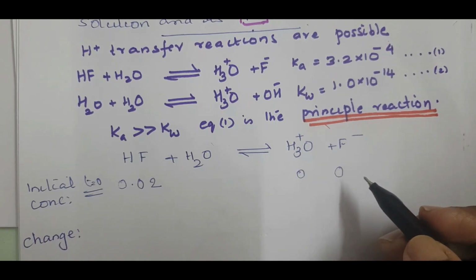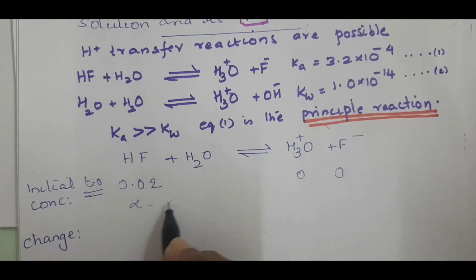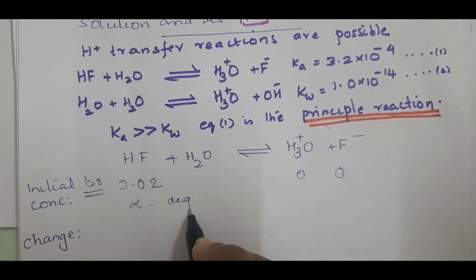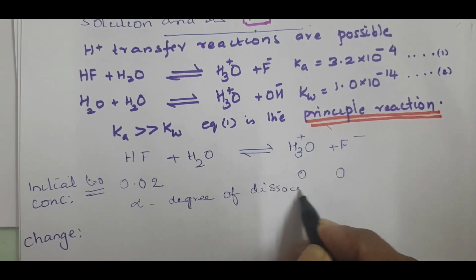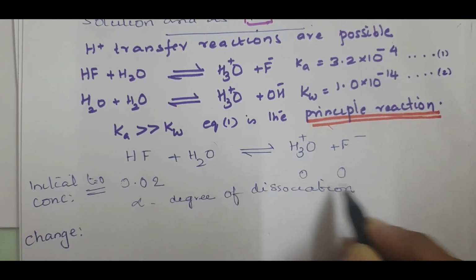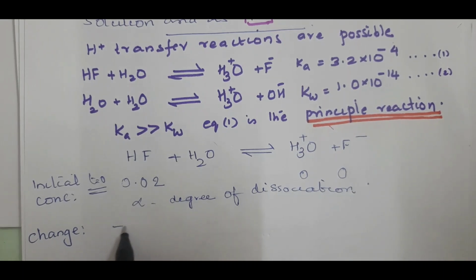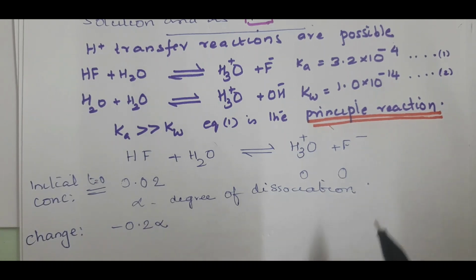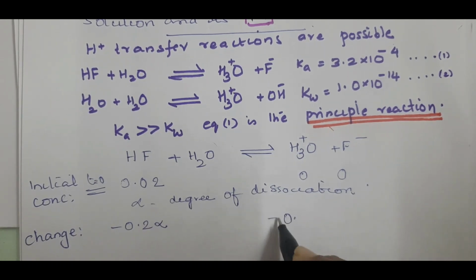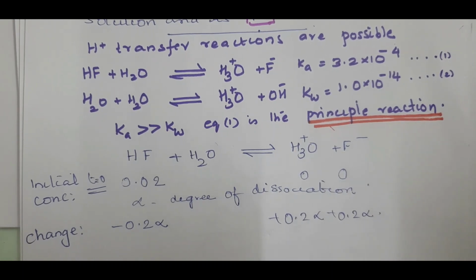Now what is the change? Suppose alpha is the extent of dissociation, the degree of dissociation, because we have to find alpha, that is the degree of dissociation. So we are writing that. If alpha is the degree of dissociation, then the change is minus 0.02 alpha, correct? Minus 0.02 alpha. This is plus 0.02 alpha and this is plus 0.02 alpha.